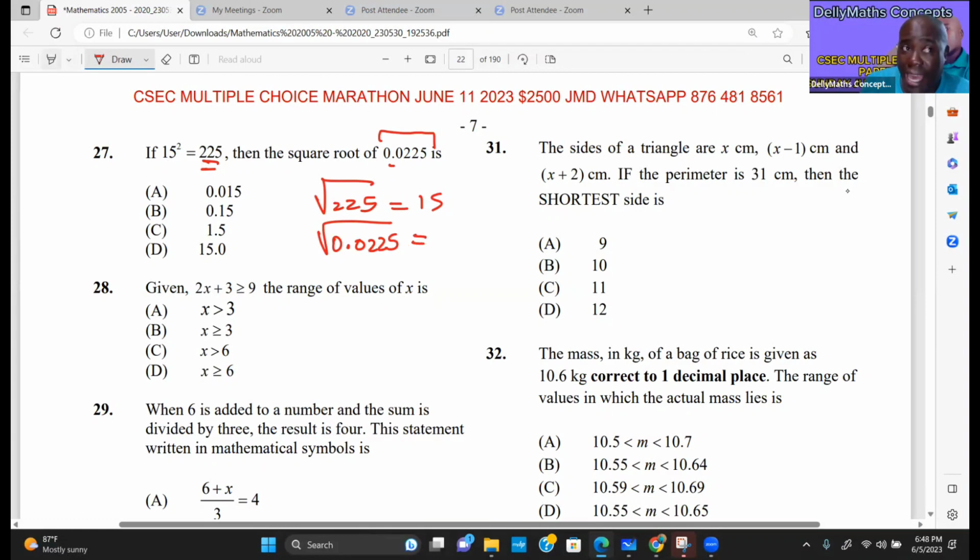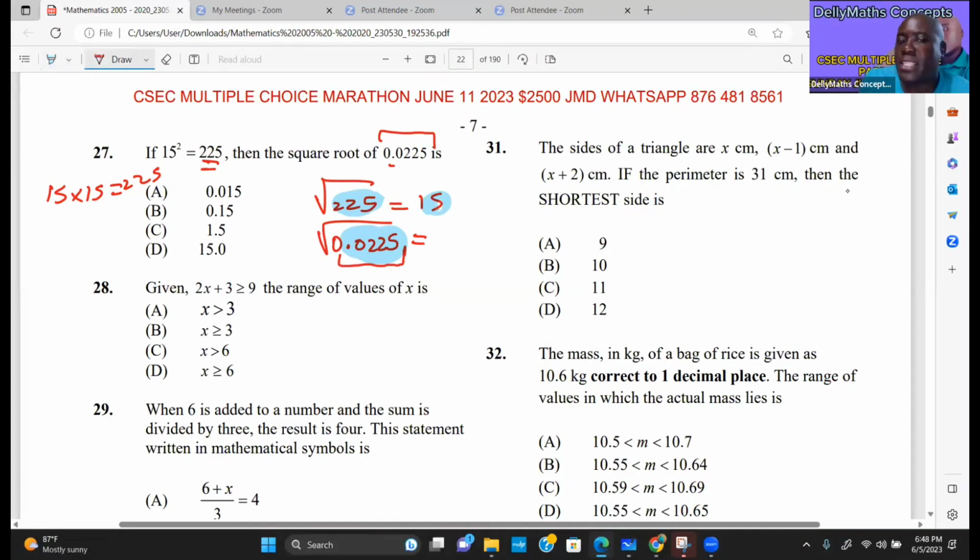Now, watch me again. I'll highlight: the square root of 225 is 15. You know what that means? It means 15 times 15 gives 225. That means you're looking for a number that multiplies by itself to give you 0.0225. If something multiplies by itself and gives you 4 decimal places, this is what they're aiming at. They want you to understand how square root works first, to know that you're looking for a number that multiplies by itself to give you the thing underneath the square root.